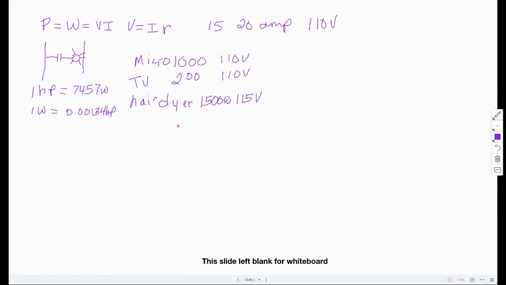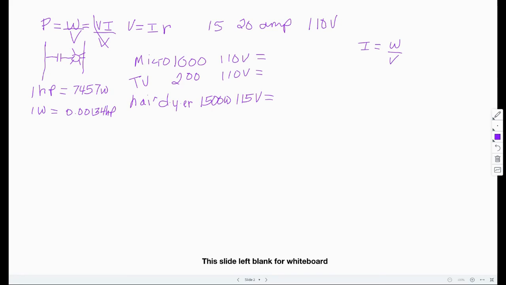Let's go ahead and just do some math here. First I want to find out what the amperage is for all of these. So using my wattage formula, I want to solve for I, so I'm going to divide both sides by V. That way those V's cancel, and I end up with current is equal to wattage divided by voltage.